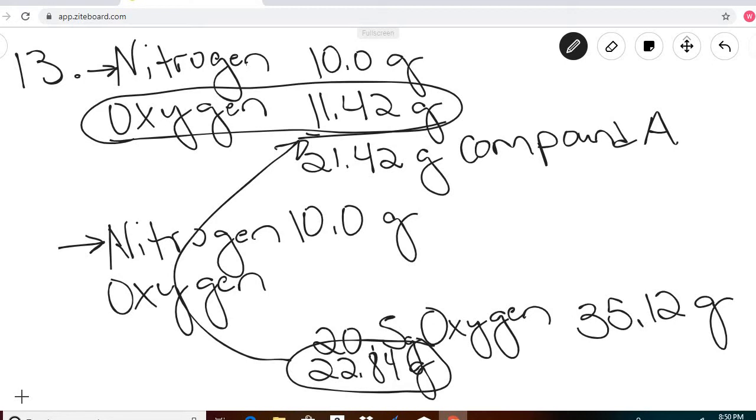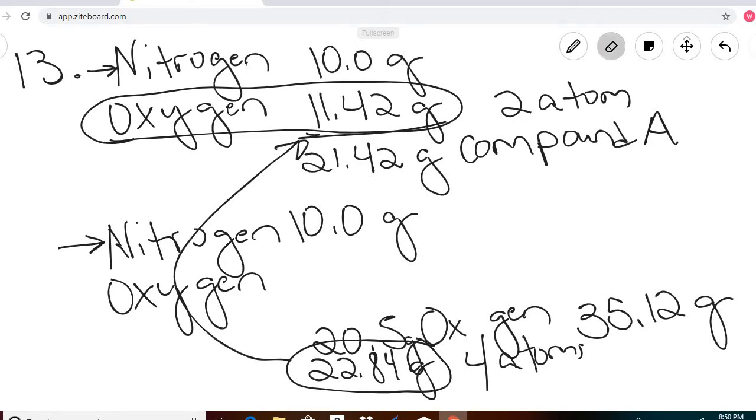So if this represents 1 atom of oxygen, then this amount would represent 2 atoms of oxygen. If this represents 2 atoms of oxygen, then this one is twice as much, so this would represent 4 atoms of oxygen. Okay, so the key there is remembering that atoms in chemical reactions occur only in whole numbers, not in partial amounts of an atom.